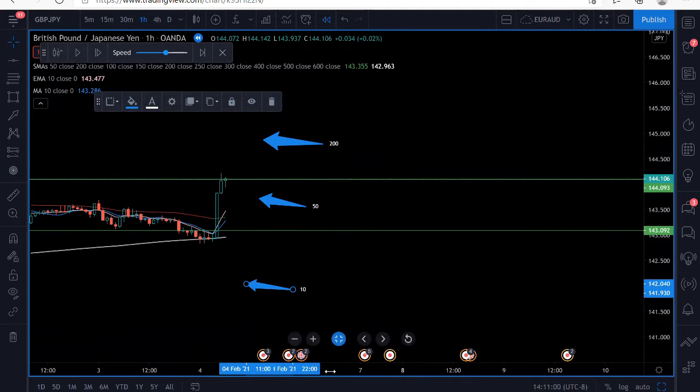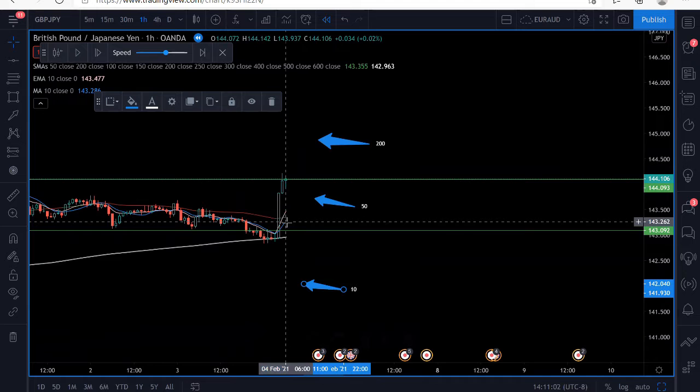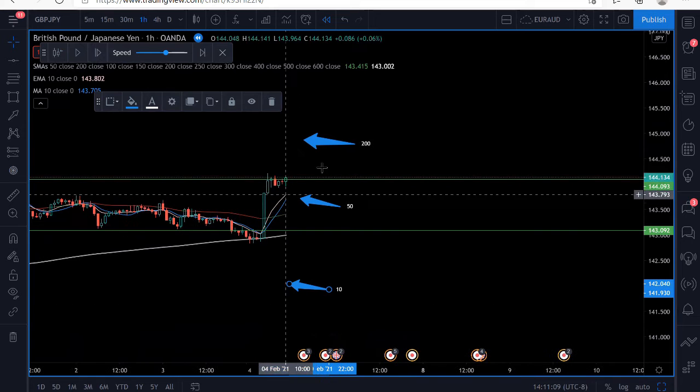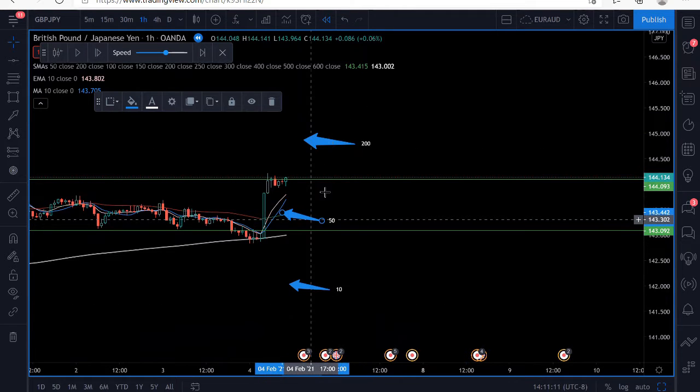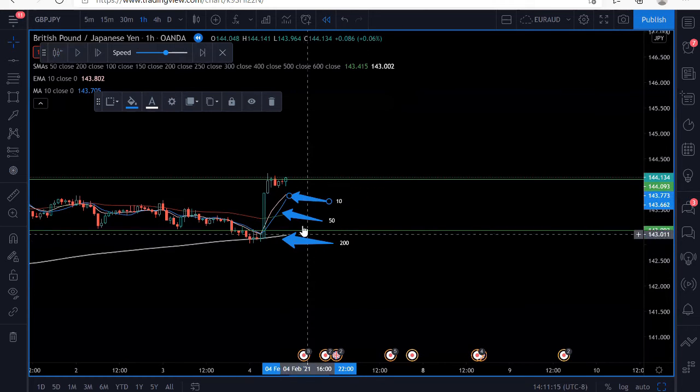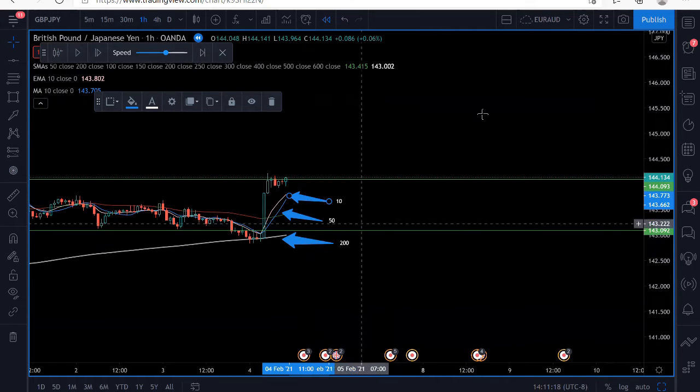Now, let's just check this out. You see how this 10 moving average is about to cross this 50? It rejected the 200. Let's go a couple. See that order? We have the 50 here in the middle, the 200 at the bottom, and the 10 on top. That is strong confluence for a push up.